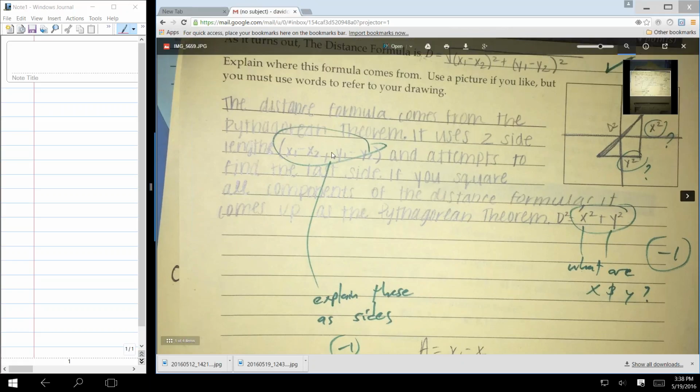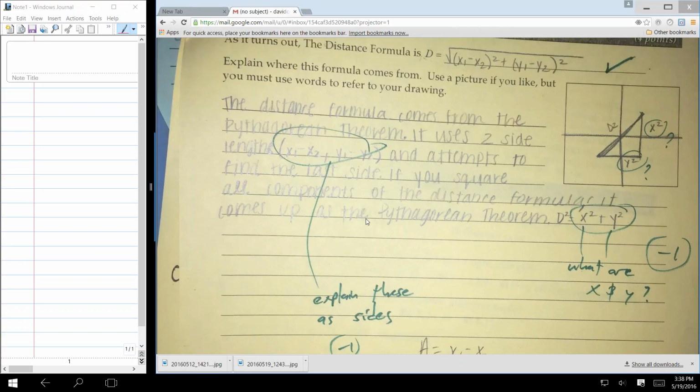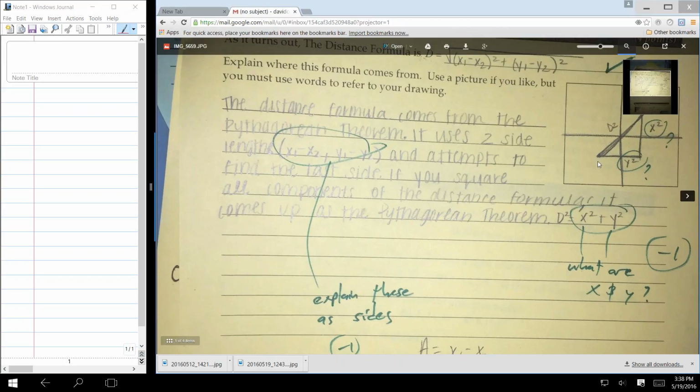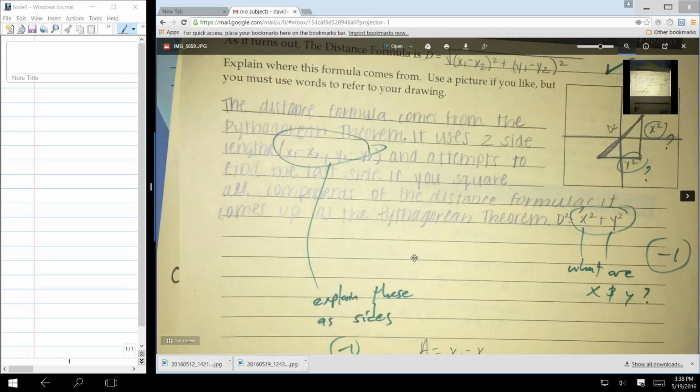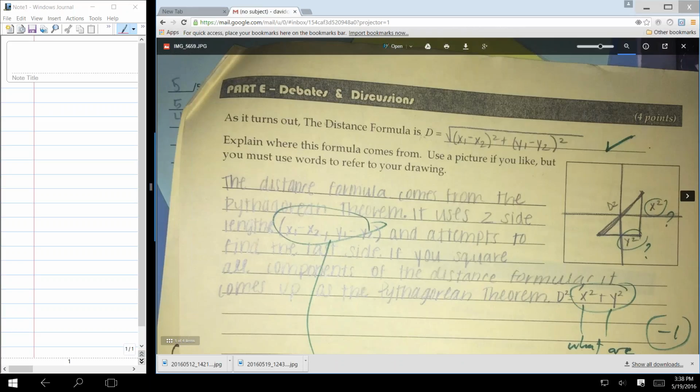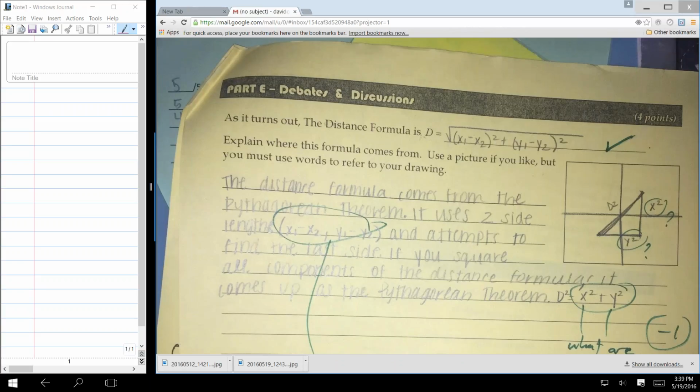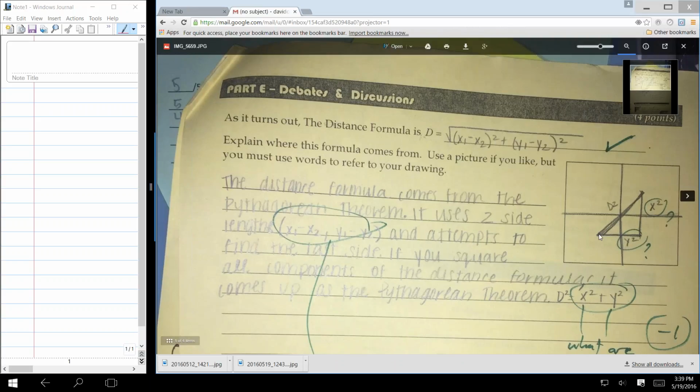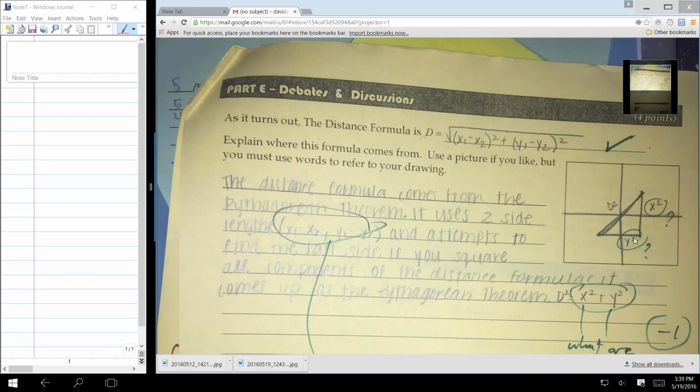You circled that? Yeah. Why? Explain these as sides. I don't know. That's well, okay. Here's the thing, and I've said this before to you. When you have the distance between 2 points, what you're really looking at is the hypotenuse of a triangle that you would draw, right? In other words, if I want the distance between that point and that point, the triangle doesn't exist until I draw it in.